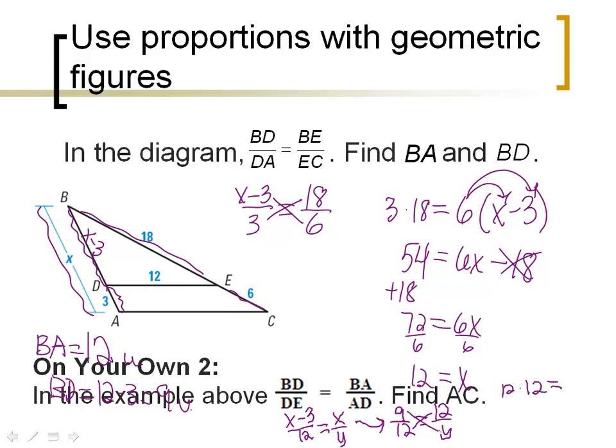equals 9y. So 144 equals 9y. Divide them both by 9. And y equals 16. Okay? So then finding AC here, well, AC was just y. Y is 16. So AC equals 16.